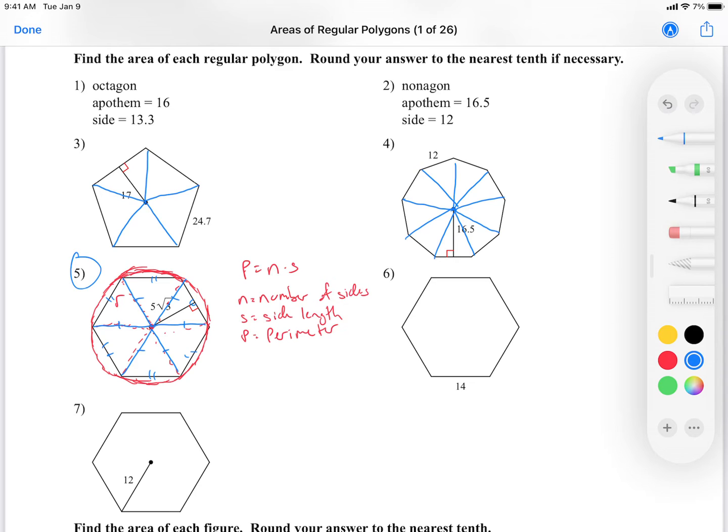So the idea behind this, and I'm going to erase these for now, because again we're working with the hexagon over here. If I take the area of the triangle and multiply it by, I'm going to write it like this: the area of the hexagon is going to equal the area of one of these little triangles multiplied by the number of sides. Okay?